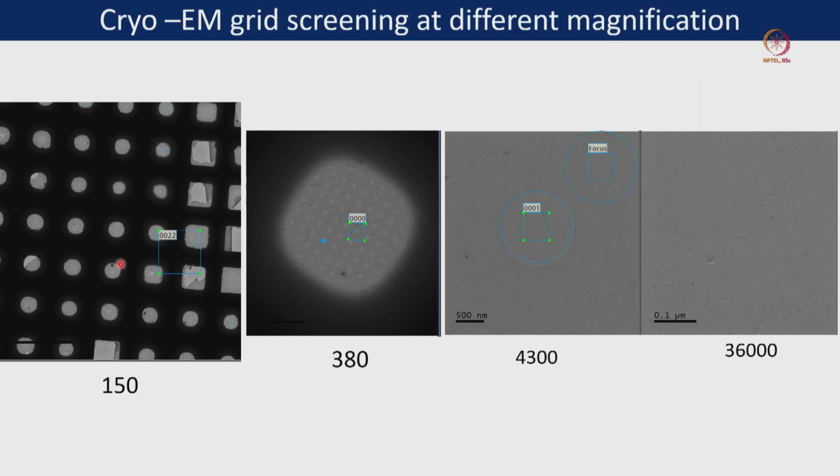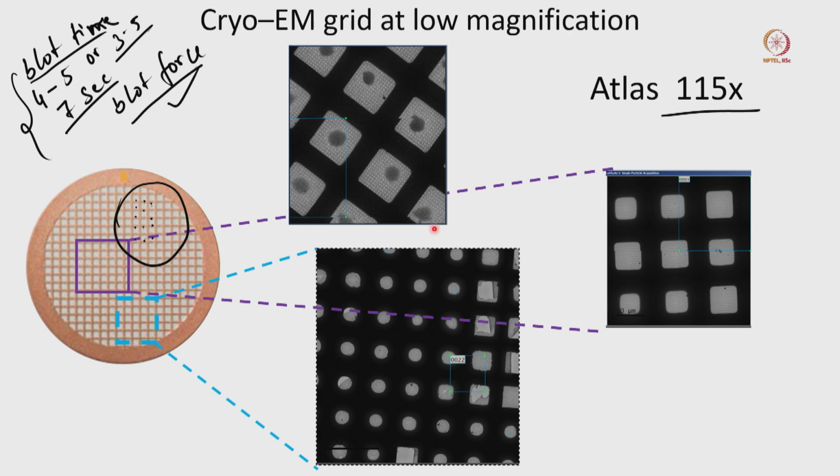Now in this particular case, this is the area where we can see at least some individual squares. One square is this one, another square is this one. It looks like a good square, we may image it. Here I just want to show you, this is a grid we are not going to use for imaging, I just want to show you how these grids look at different magnifications.